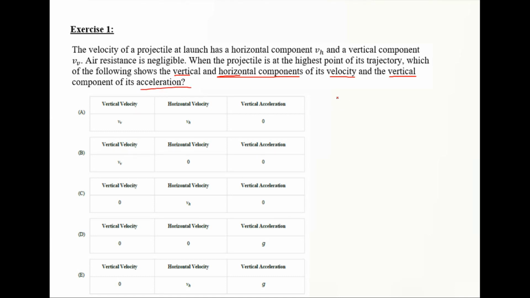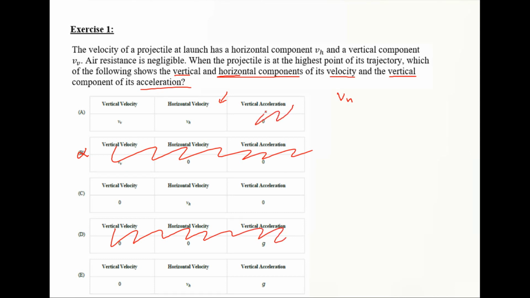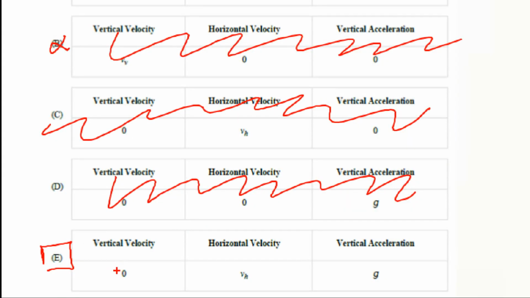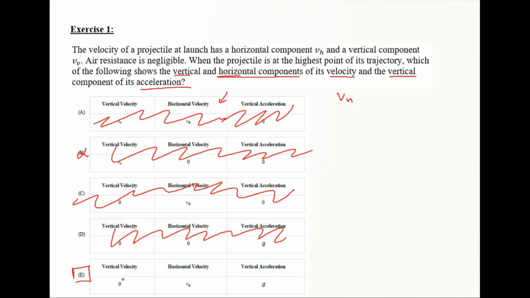We know that the horizontal velocity would be vh unchanged, which leaves us with this. So we can directly eliminate this because we have vh. So we can ignore this and we can ignore this. And we know that the vertical acceleration is g. So we can ignore this, and the correct answer in this case would be E. And indeed, at the highest point, the vertical velocity would vanish.